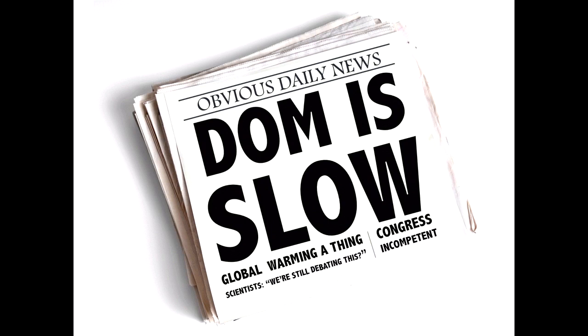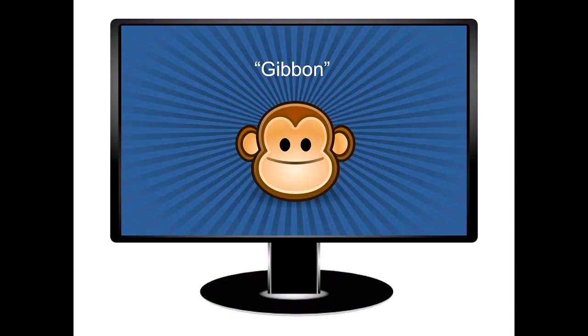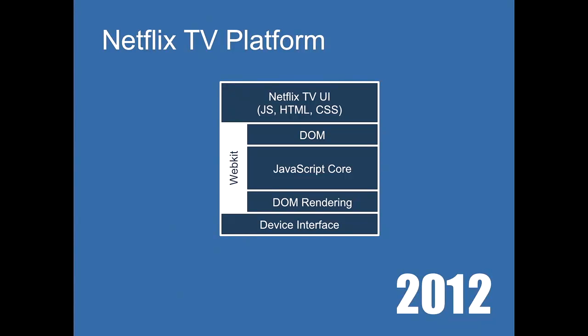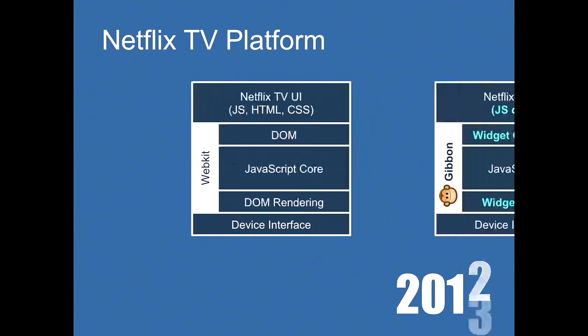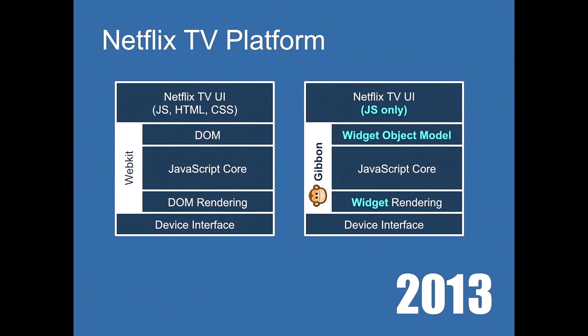And so, we tried to make the DOM work on these platforms. We just couldn't do it. And so that's why we introduced this new platform, Gibbon. How Gibbon works, we took the stuff that we wanted out of WebKit, we took JavaScript Core, and we ditched the stuff we didn't want so much, like the DOM.